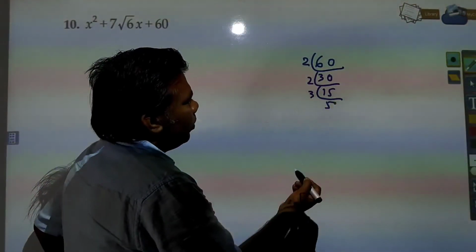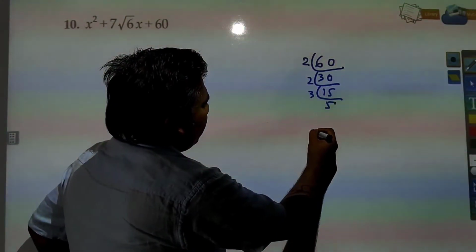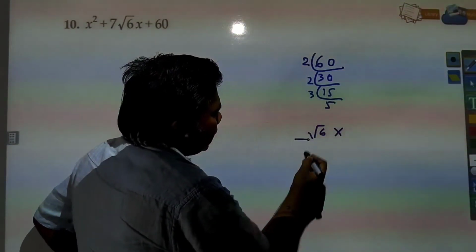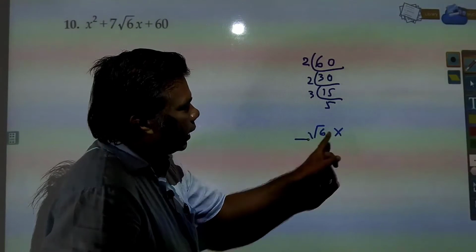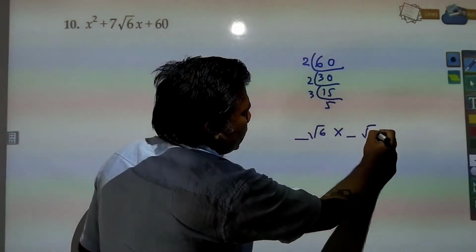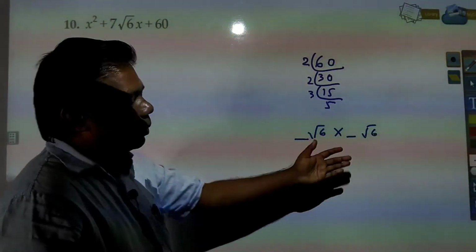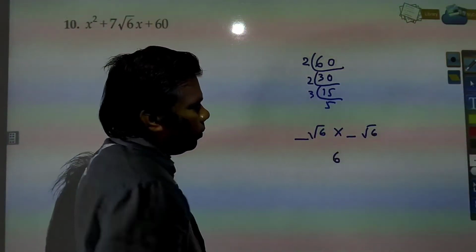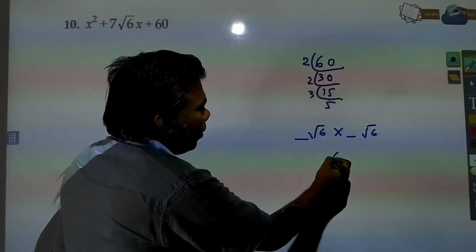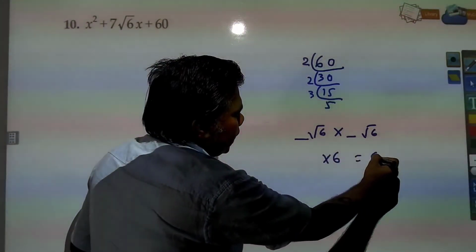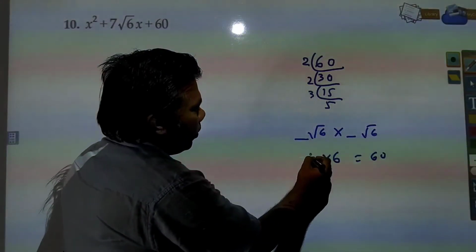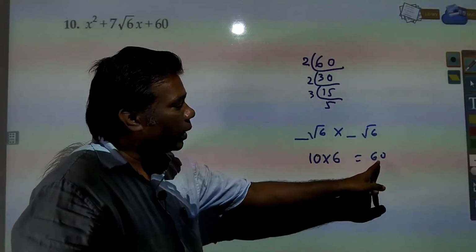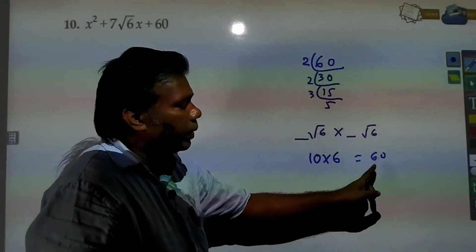Now again the same rule will be applied. Here you have root 6, and again here some number you will have, root 6 into some number into root 6, then only this 7 root 6 will be split. Now root 6 into root 6 is equal to what? 6. And what number should we get so that product you will get 60? So we need number 10. 10 is required to be multiplied by 6 so that we will get 60. 10 into 6 will be 60.